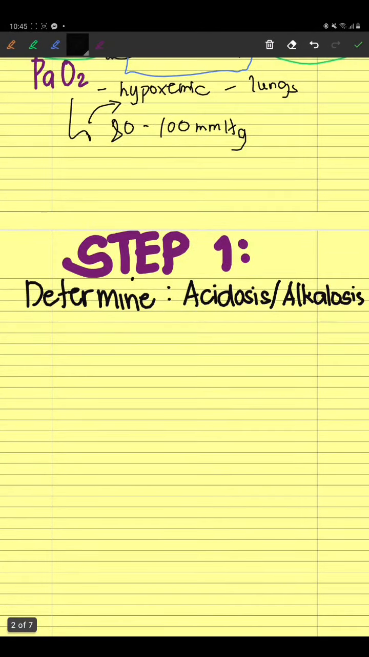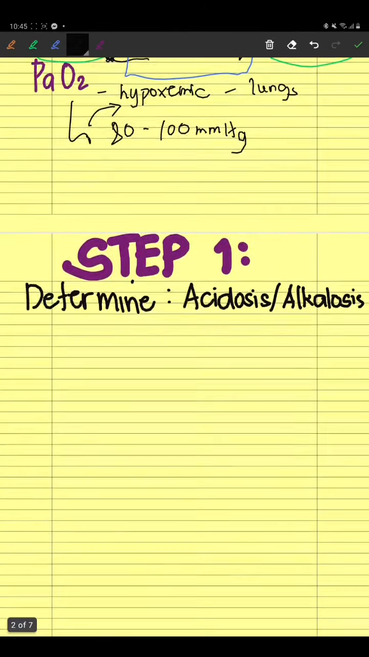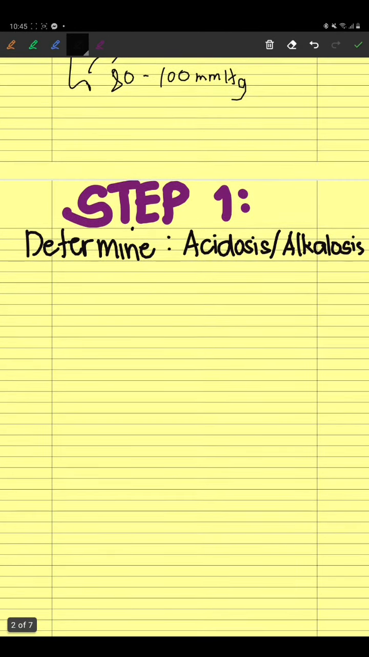Let's proceed with the different steps of determining your ABG analysis. So there are 3 steps. First step is to determine whether it is acidosis or alkalosis. How are we going to do that? We do that by checking the pH.